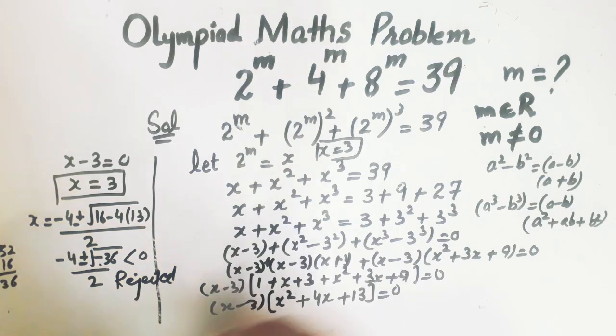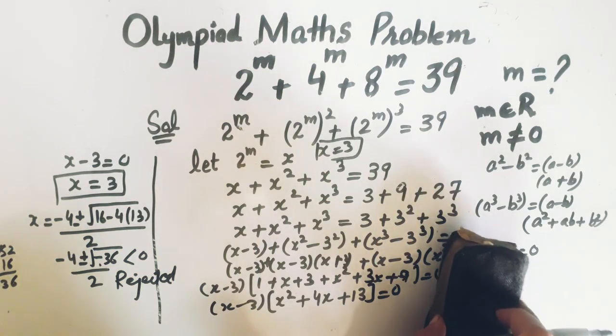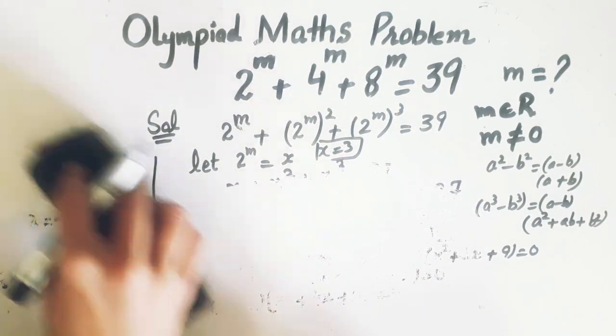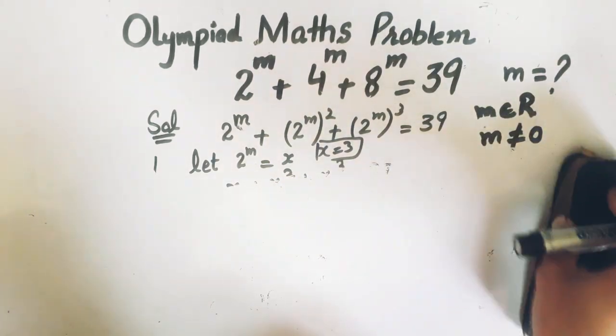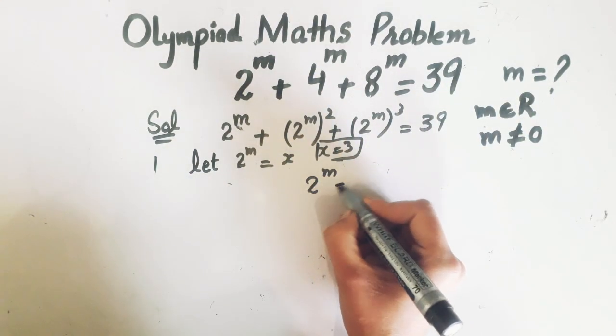This will be rejected. So the only possible root is x equals 3. So we will solve this further, because we have to find the value of m. For this purpose, we will consider 2 raised to power m equals x.